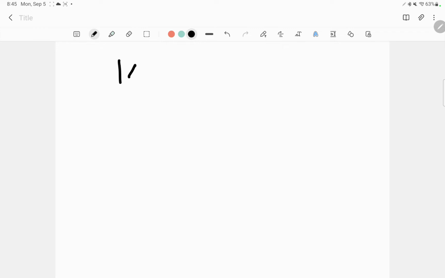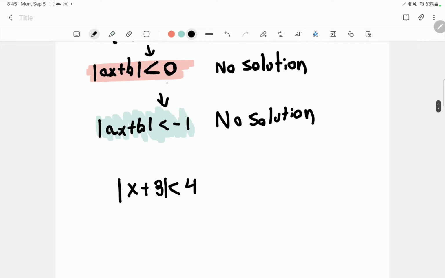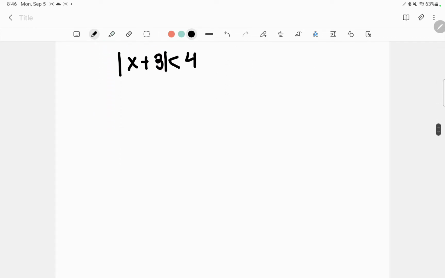So the first problem is going to be the absolute value of x plus 3 is less than 4. Yes, perfect. Don't forget to put the absolute value right there. Now, I have to look up the first 2 scenarios. So, is it 0? No. Is it 1? No. So I can go ahead and work this problem out.